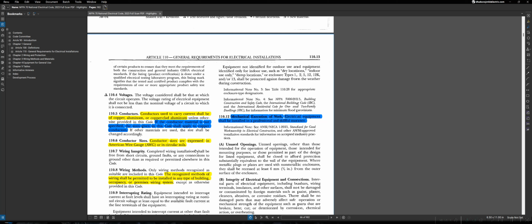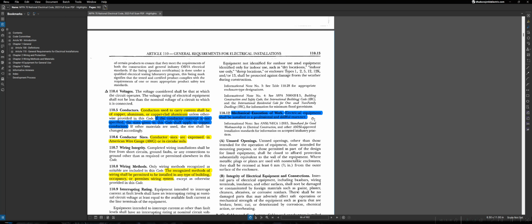Now there's still a few things that we're going to cover during this lecture that to me get rolled into those general installation requirements. A good one to point out here is 110.12. I always like to point out this reference in mechanical execution of work. It is actually a code requirement in the electrical industry, as you can see here, that electrical equipment has to be installed in a professional and skillful manner.